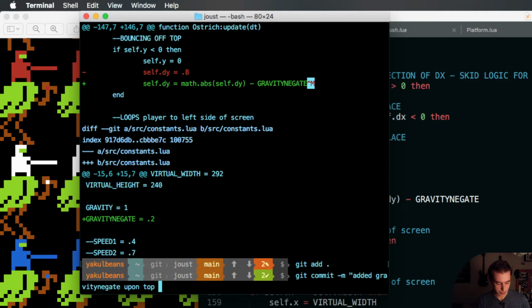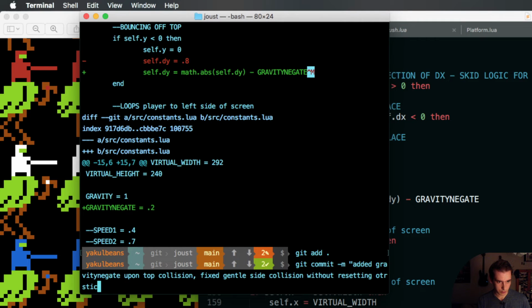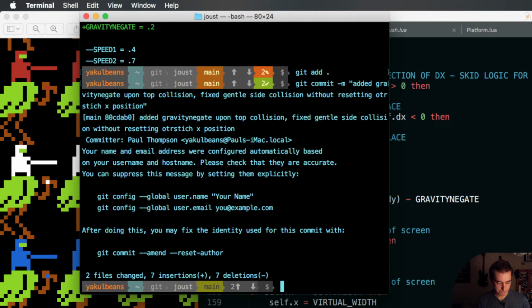added gravity negate upon top collision, and fixed gentle side collision without resetting ostrich X position. Okay. And then look at that, nice and clean. 7 inserts, 7 deletes, for a grand total of no change.